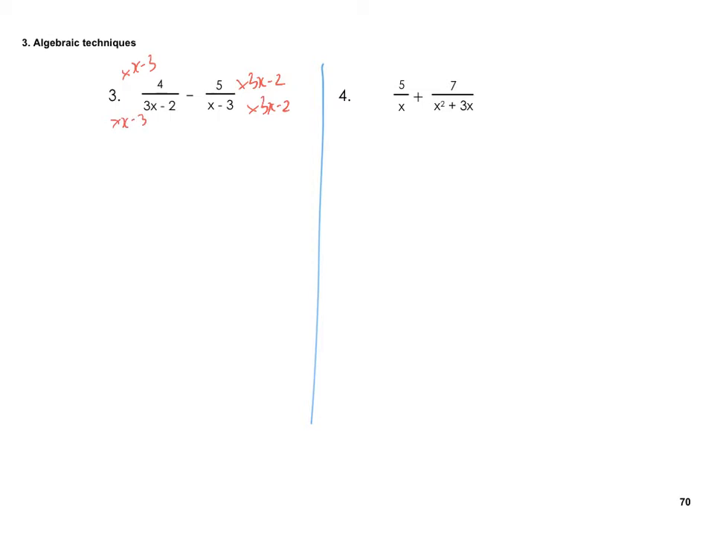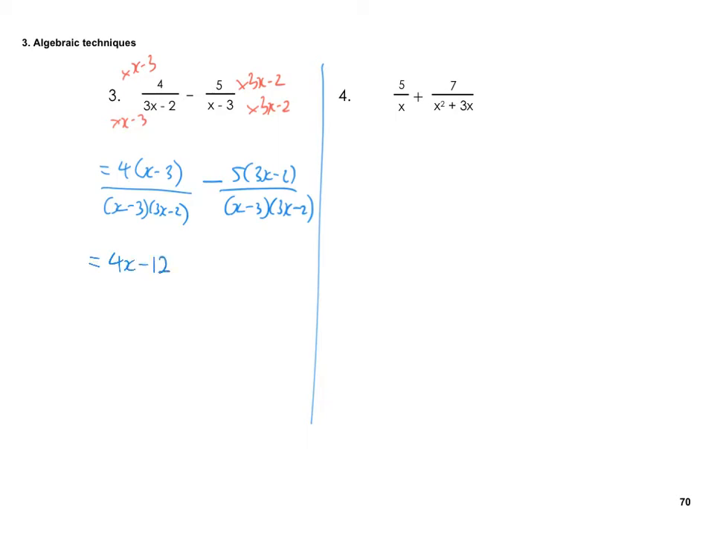Alright, and the next line, 4(x minus 3) over (x minus 3)(3x minus 2), take away 5(3x minus 2) on (x minus 3)(3x minus 2). Again, just to clarify, for these to be the same, this must go to this side and this must go to this side as well, which gives us a combined common denominator. Now we can keep going to expand.